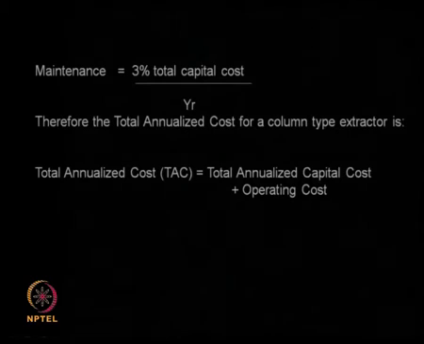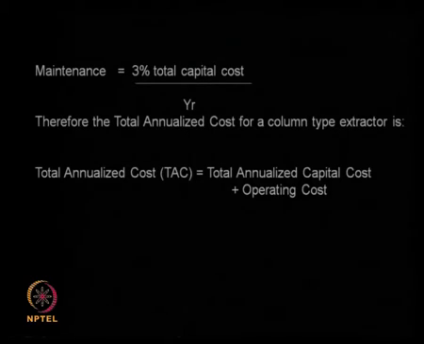Now there is something called maintenance also, and you need to consider that, because every year you need to change some moving parts. You may have to change some brushes, you may have to change some gaskets, you may have to oil the equipment, you may have to take care of the wear and tear of some of the moving parts and so on. So generally we may consider 3% of the total capital cost as maintenance. Even that needs to be added to calculate the total annualized cost.